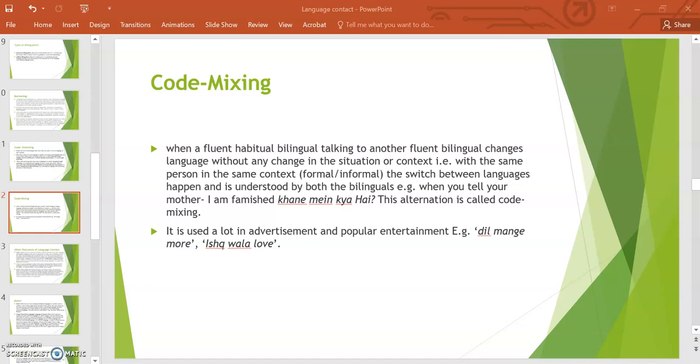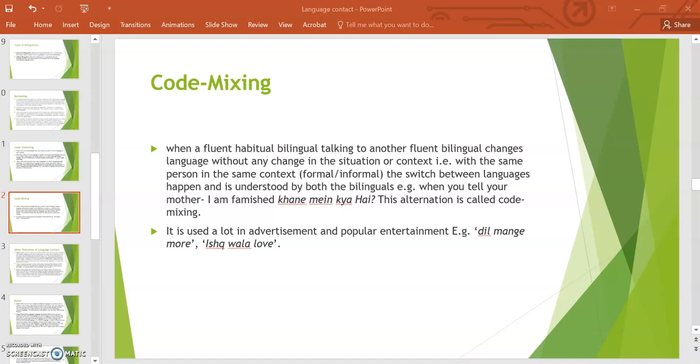When a fluent habitual bilingual talking to another fluent bilingual changes language without any change in the situation or context, with the same person in the same context, formal or informal, the switch between languages happens and is understood by both the bilinguals. For example, when you tell your mother, I am famished, khane mein kya hai? This alternation is called code mixing.